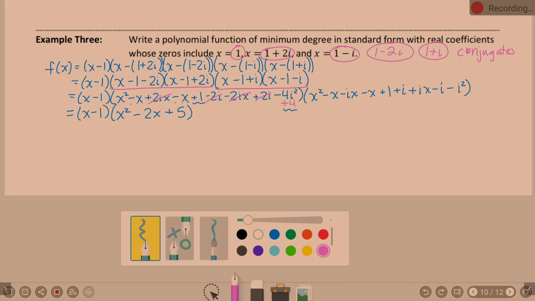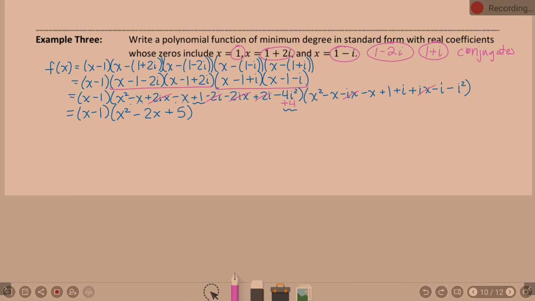And some fun cleanup on this other one. Minus ix cancels with plus ix. Plus i and minus i cancel. Minus i squared, minus negative 1, which is plus 1. So now I have x squared. Feel repetitive. Minus x and minus x is minus 2x. Plus 1 plus 1 is plus 2.